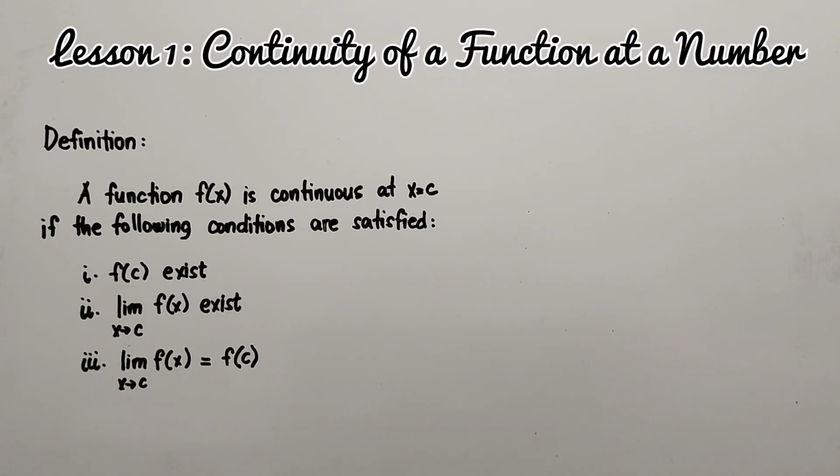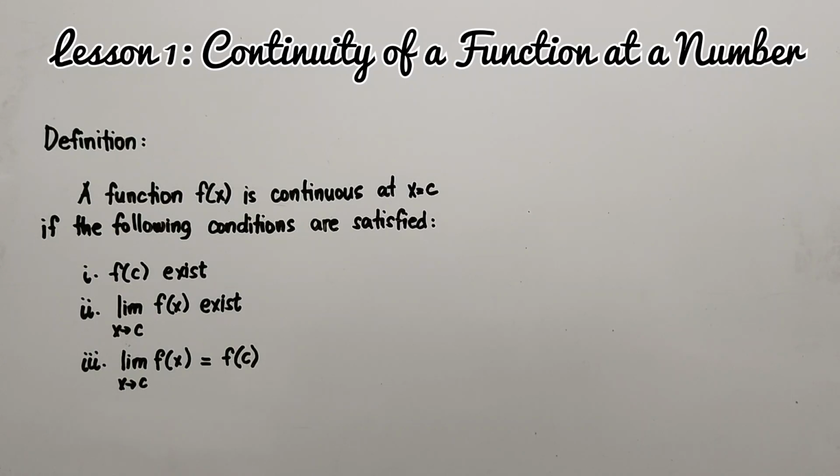A function f(x) is continuous at x = c if the following conditions are satisfied. First, f(c) exists. A number exists if it is defined. Division by zero yields undefined values. The same with square root of negative numbers. Thus, these cases must be checked.